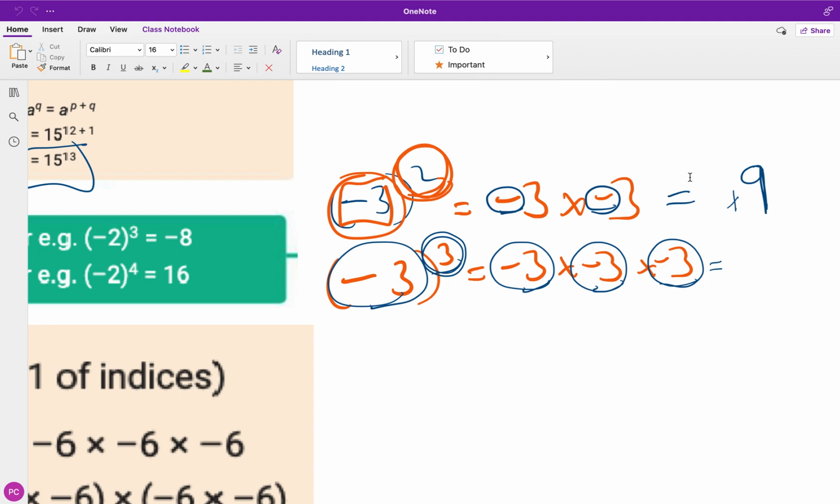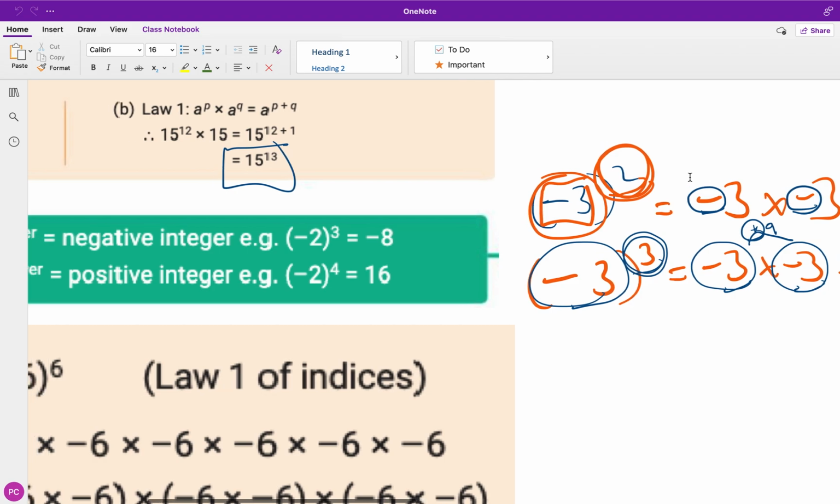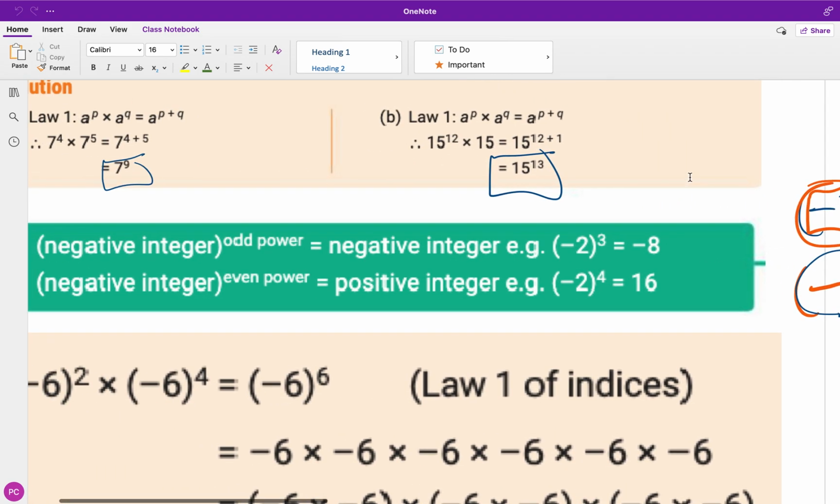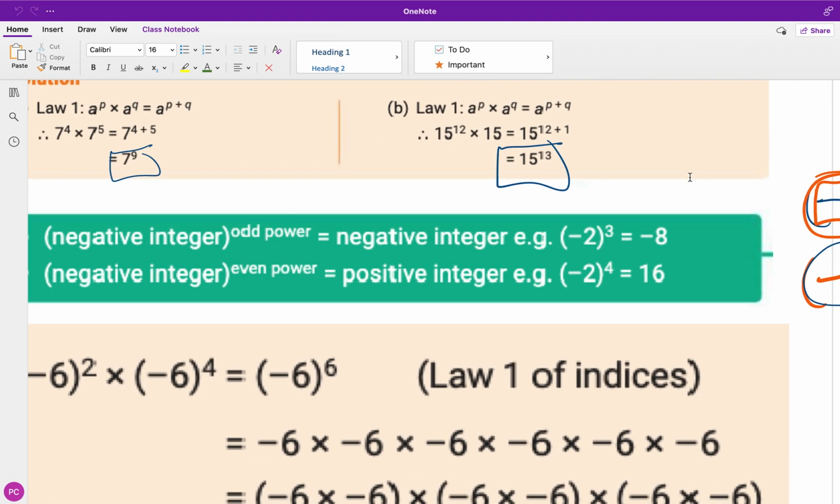So minus 3 by minus 3 we already know is 9. So these two here are going to work out as 9, by minus 3 again. So 9 by 3 is going to give us 27. But since we're multiplying a plus 9 by a minus 3, it's going to give us minus 27. So that's what this rule here on the right means. And you have access to this on your iPads yourself.